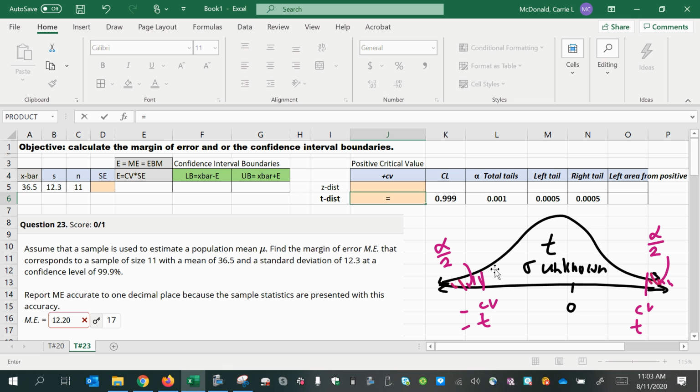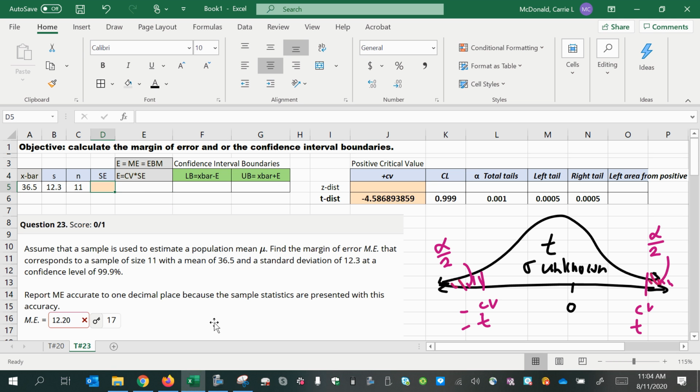So I'm going to find a boundary under the T distribution, which means I'm going to be using T.INV. T.INV requires a left probability, so I'll feed it the left tail, and then it wants degrees of freedom, which is n minus 1. So that's 11 minus 1, which is 10. And then notice that I get a negative answer here. And if I use that in calculating my margin of error, I'm going to get a negative margin of error.